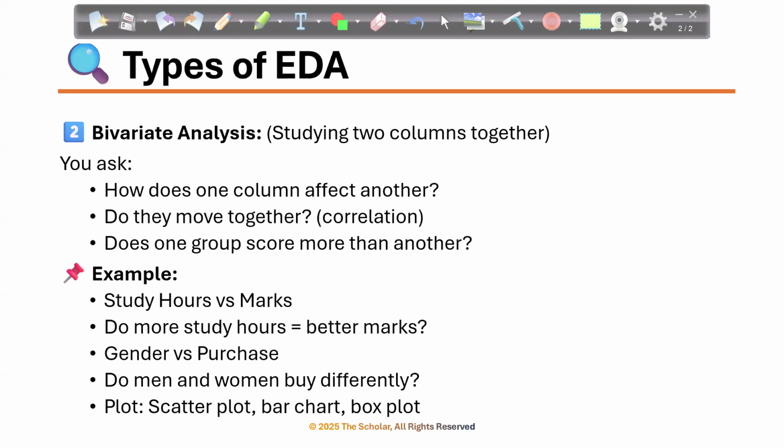For example, let's say I have the gender column, that is one column, and I have the sales column, that is the second column, right? Now I want to know what the sales by gender is. That means what is the sales for male, what is the sales for female. Now here I am using two columns. One is the gender column and second is the sales column. So as I am using two columns, it is considered to be the bivariate analysis.